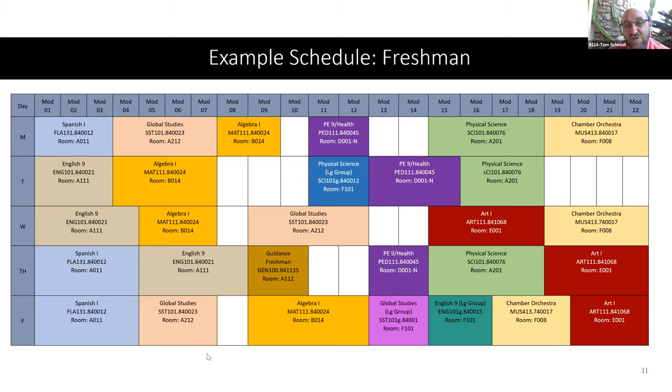So the classes meet various amounts of time throughout the week, and by the end of the week, the minutes basically come out to be the same. The kicker of this is if you look at an 80-minute global studies class, looking at Monday, mods 4 through 7 is an 80-minute class.